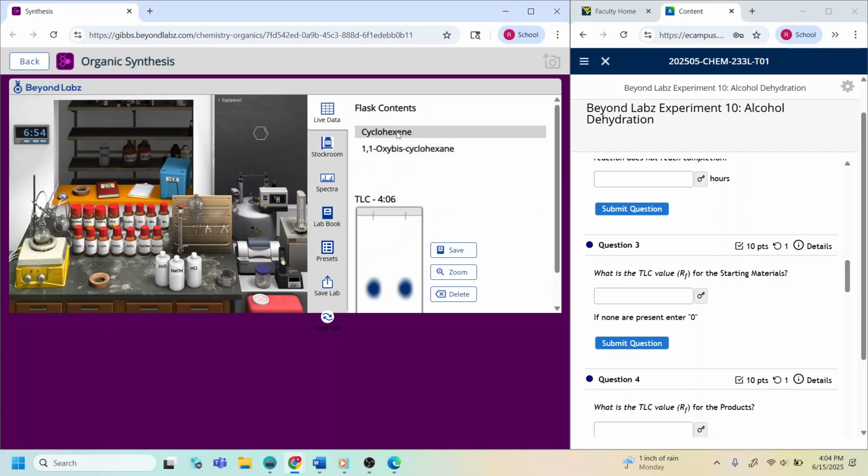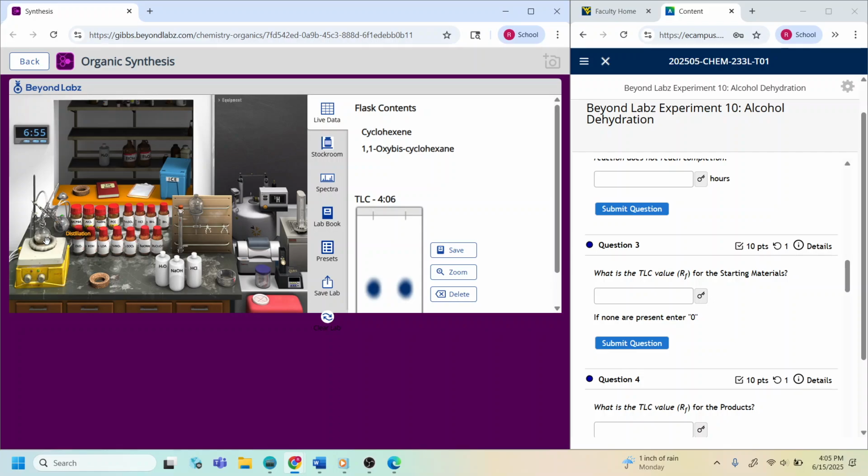Before starting the distillation, this is normally what I do. I go to Google and check the boiling point of the cyclohexene and the boiling point for the byproducts. And the way distillation works is that it separates based on boiling point.